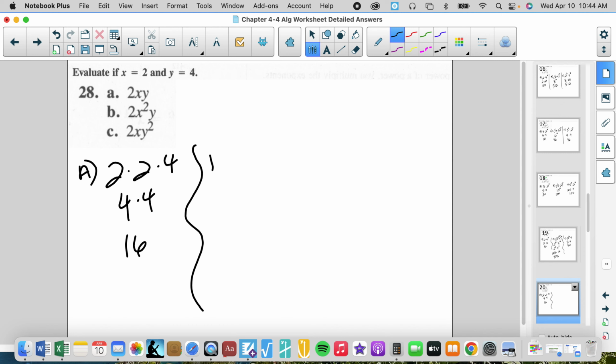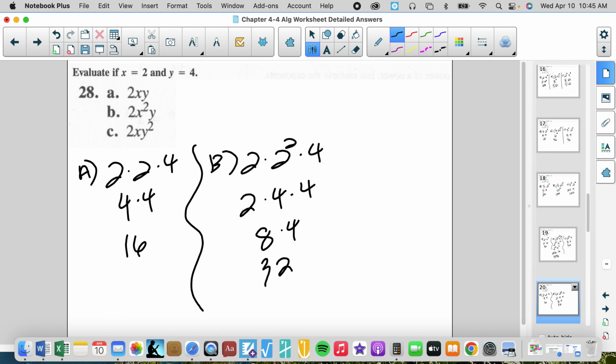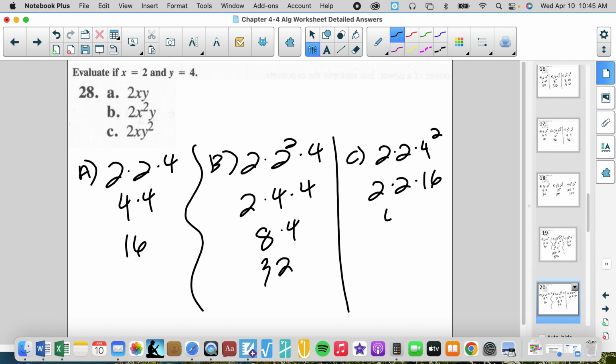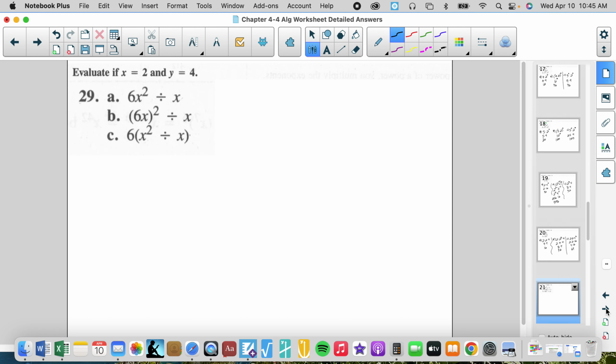That was easy. We have 2 times 2 squared times 4. We have to do exponents first. Now we're going to multiply left to right. And C is going to be 2 times 2 times 4 squared. We're going to do exponents first. Then we're going to multiply left to right. And we get 64 again.